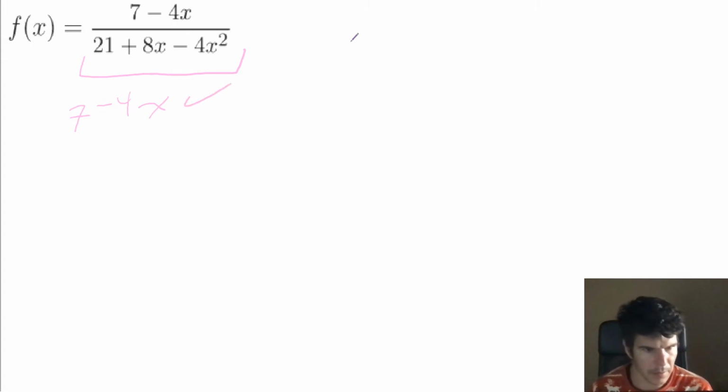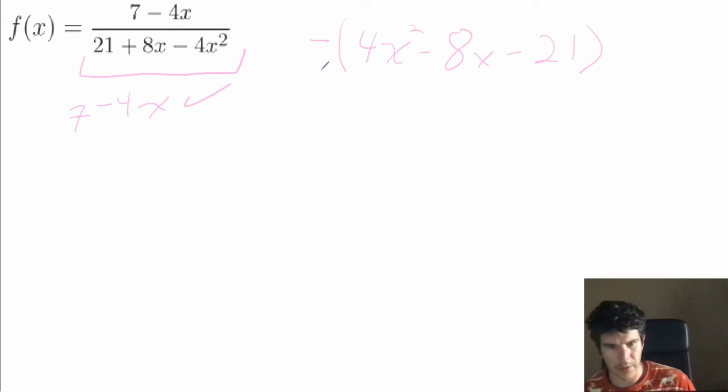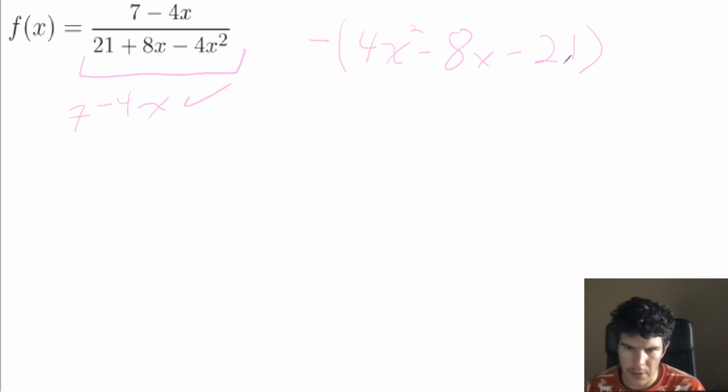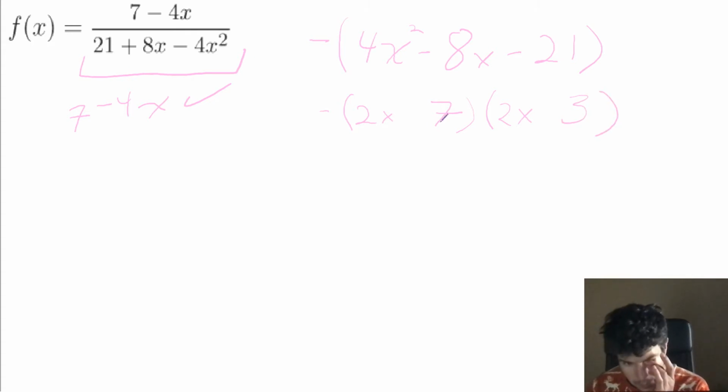I'm going to write it in this more legible form for me: negative 4x squared minus 8x minus 21, just keeping this negative in front so we don't forget about it. 7 and 3. 7 times 2 minus 3 times 2 gives us 8. So, minus 2x 7, 2x 3, and the 7 will have to be negative. Keeping this negative in front.